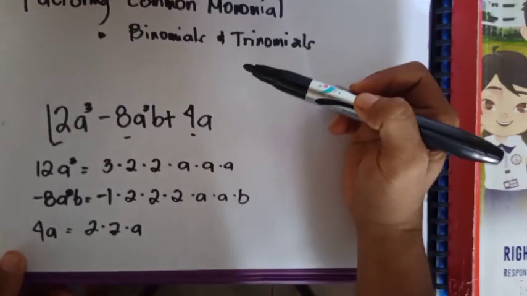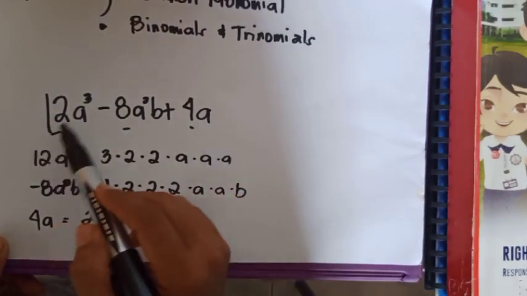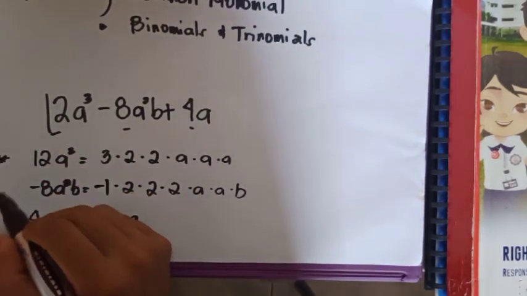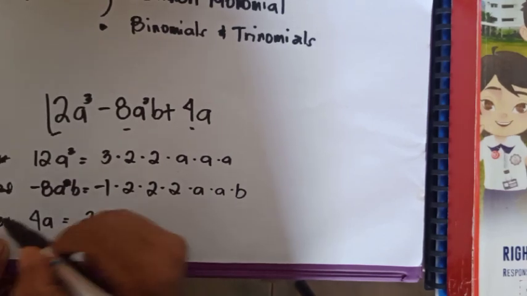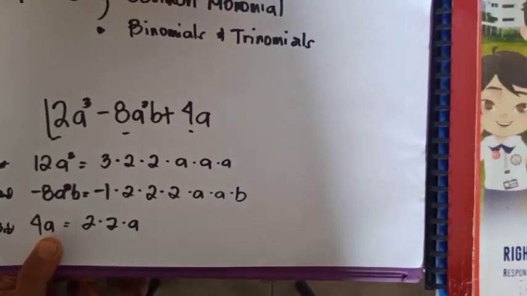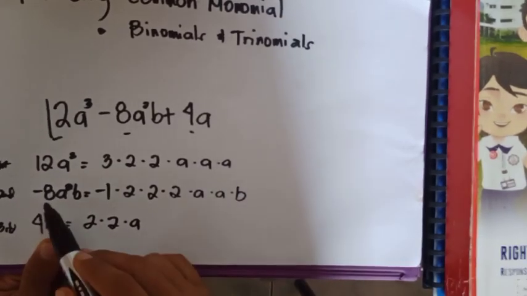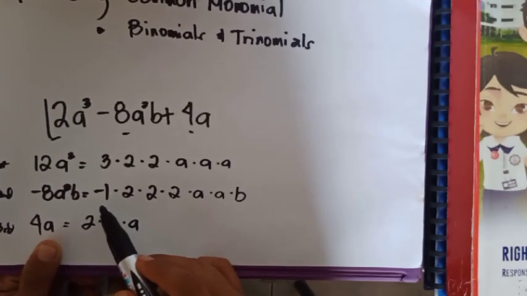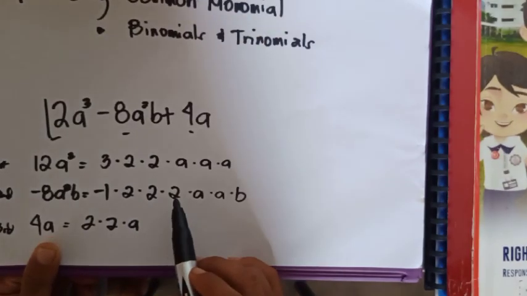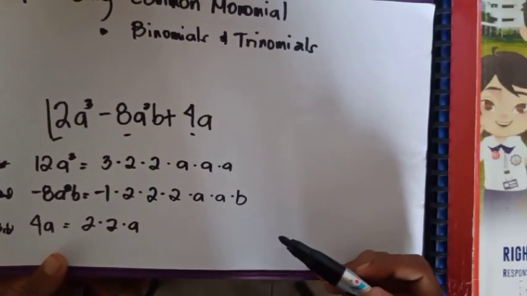If you will use common monomial factors, you need to get the factors of the three terms. First is the first term, second term, and the third term. So these are the factors of 12a cubed. We have 3 times 2 times 2 times a times a times a. Now, negative 8a squared b. So we factor negative 1 times 2 times 2 times 2. 2 times 2 times 2 is 8. And then a squared, 2 a's: a times a times b.